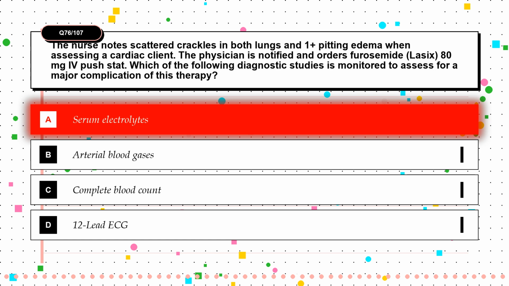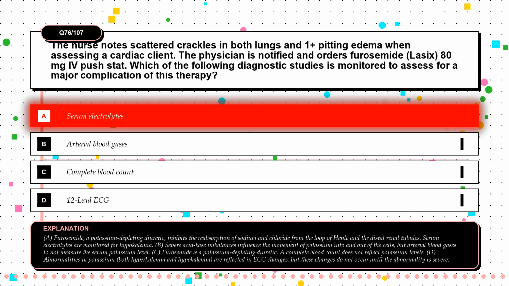The correct answer is option A. Serum electrolytes. Furosemide, a potassium-depleting diuretic, inhibits the reabsorption of sodium and chloride from the loop of Henle and the distal renal tubules. Serum electrolytes are monitored for hypokalemia.